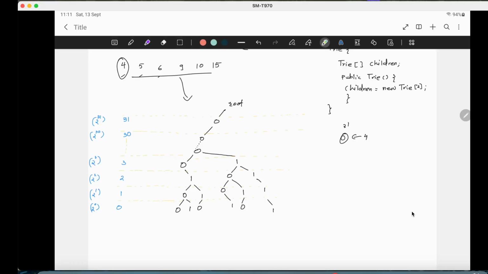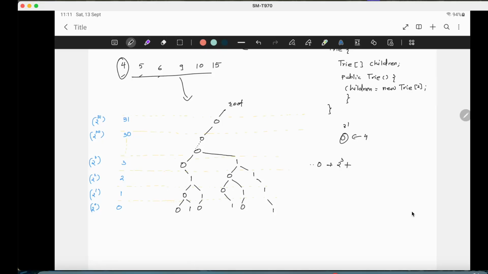That means there is a number available such that when we perform the XOR operation with 4, we can get the best answer. And that starts from here at this level. So for this 2 to the power of 3, we get the answer. All the way from here we are getting 0 0 0, but at the third level we get the answer. So 2 to the power of 3 is something we can consider.